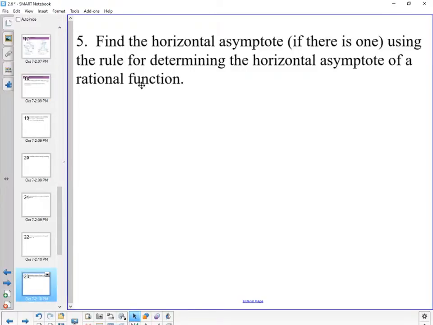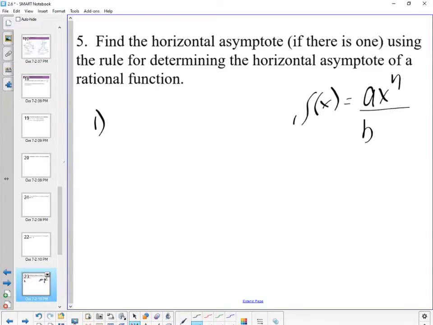And then we're going to check for horizontal asymptotes. And how many rules for horizontal asymptotes? 3. There's 3 rules, right? We'll go a x to the n over b x to the m. So, if the numerator degree is less than the denominator degree, then what's my rule? The x-axis is my asymptote, right? AKA y equals 0.